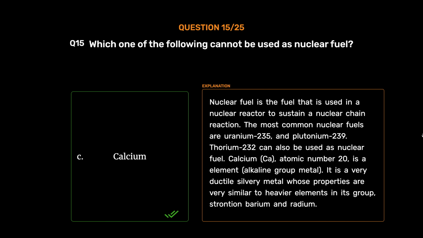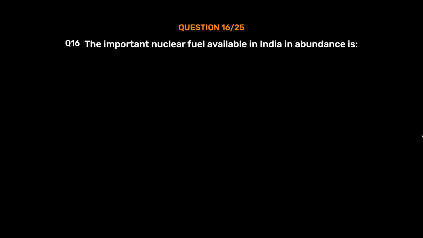Calcium. Nuclear fuel is the fuel that is used in a nuclear reactor to sustain a nuclear chain reaction. The most common nuclear fuels are uranium-235 and plutonium-239. Thorium-232 can also be used as nuclear fuel. Calcium, Ca, atomic number 20, is an element, an alkaline earth metal. It is a very ductile silvery metal whose properties are very similar to heavier elements in its group, strontium, barium and radium.